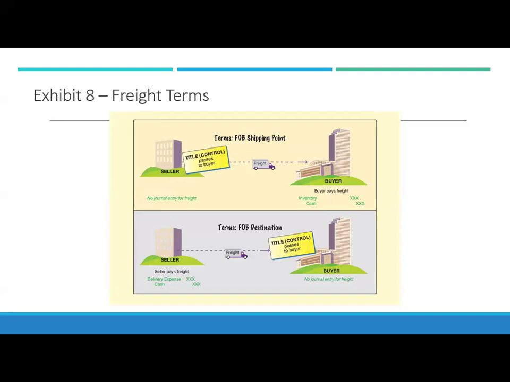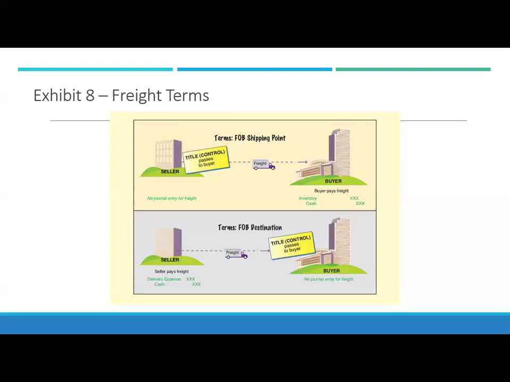So if the buyer is paying for the freight, if it's FOB shipping point, the ownership transfers at the shipping point, the buyer is going to have a debit to inventory and a credit to cash for the cost of the shipping. And that's because paying for shipping increases the cost to get the inventory to where it needs to go. That increases the total cost of the inventory. And so that gets capitalized as inventory. That's really as part of the cost of the inventory.